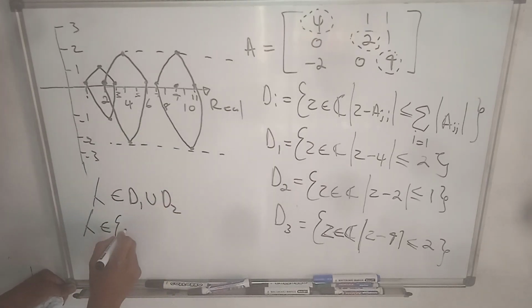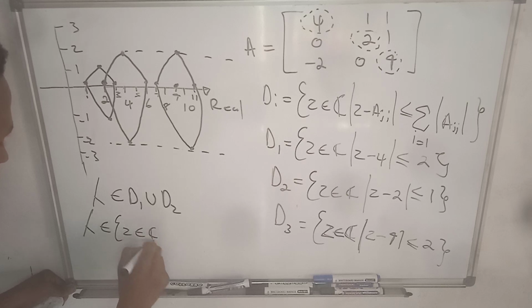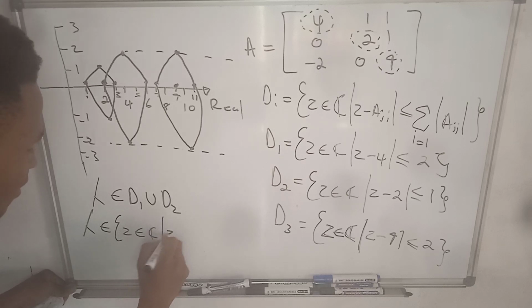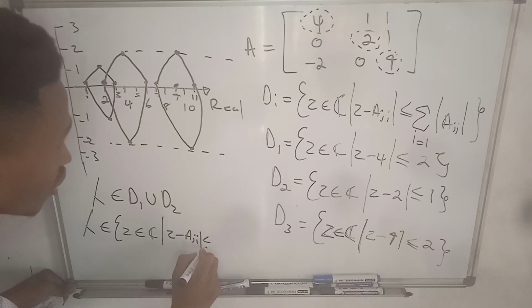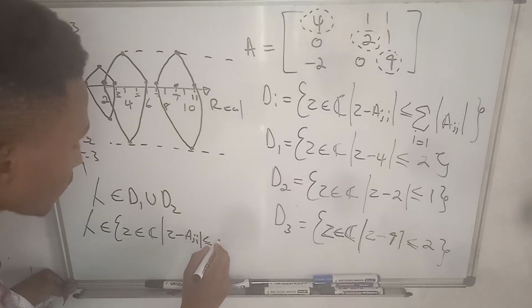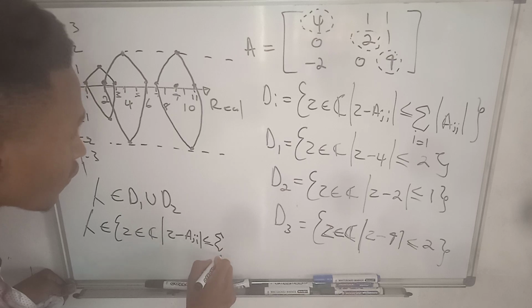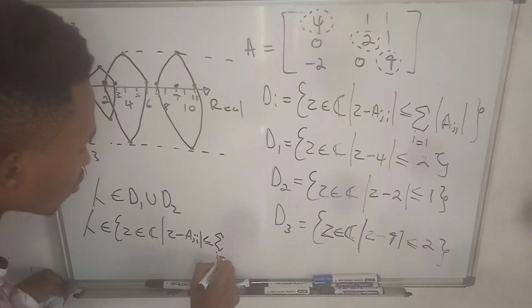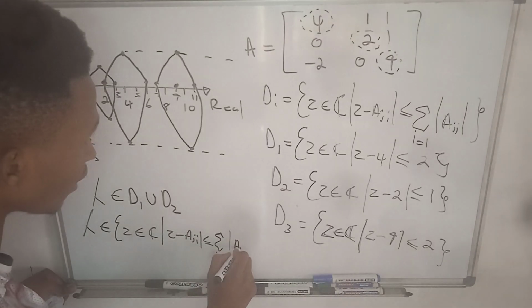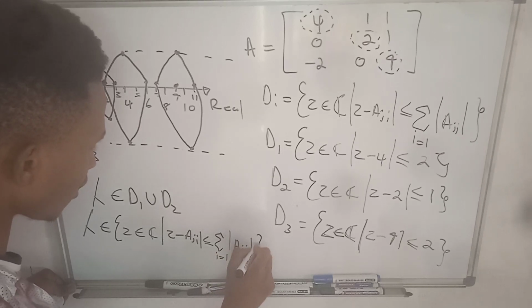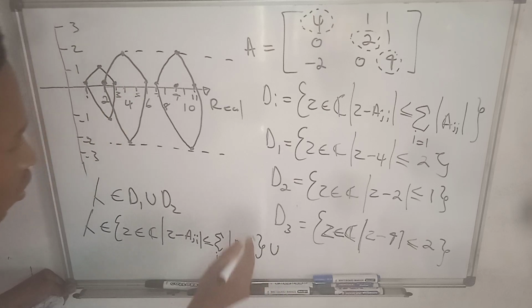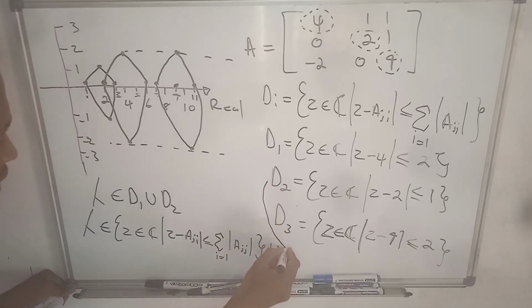Or you can go further by saying it belongs in this. What is D1? D1 is z, which belongs in the complex plane, where the absolute value of z minus aii is less than the summation of the radii, in union with this one. You can write it somewhere here.